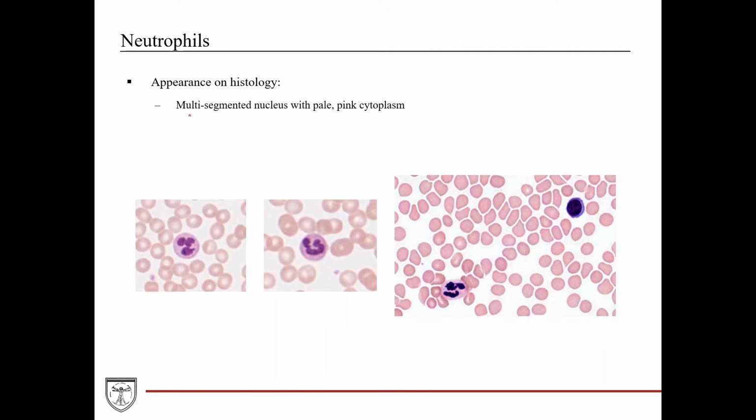So, appearance on histology: you have a multi-segmented nucleus with pale pink cytoplasm. You can see that here, multiple different segments. This is a peripheral blood smear. In comparison to the red blood cell, you can see the size difference here. Here's another one where here's a neutrophil, obviously a bunch of red blood cells, and then here you have a lymphocyte, so you can see the differences in appearance.